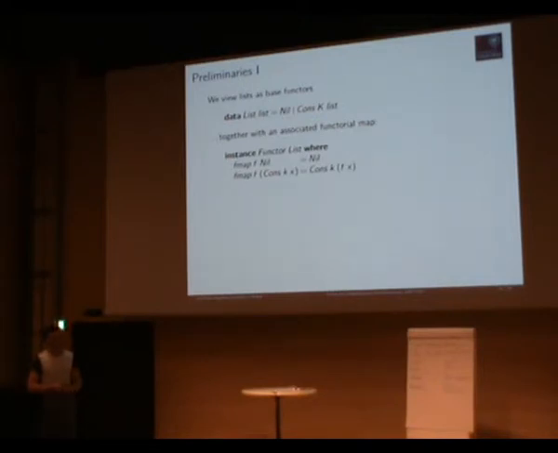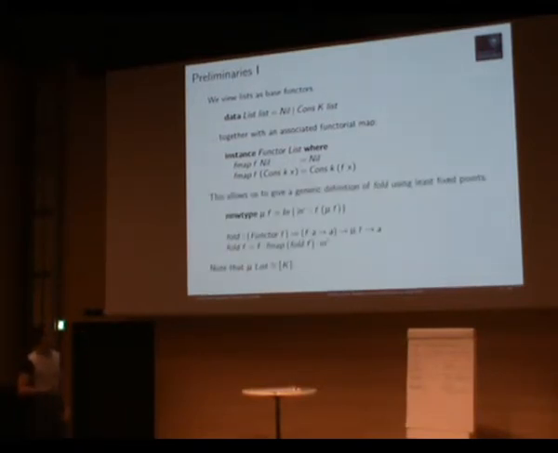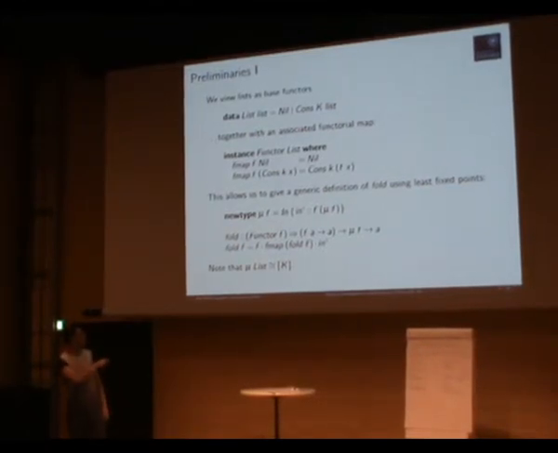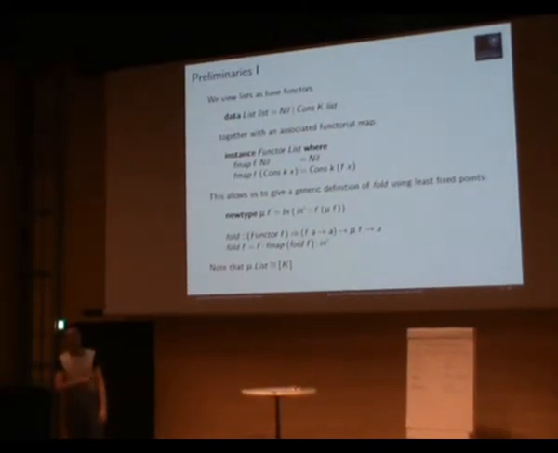Together with these functorial lists comes a map. This is a functorial map, so it's not mapping anything over the k elements, it's just mapping over the recursive positions. And we can regain our normal lists by taking the least fixed point of the structure with a fixed point operator. So the standard Haskell lists of k's are isomorphic to the fixed point of our lists.